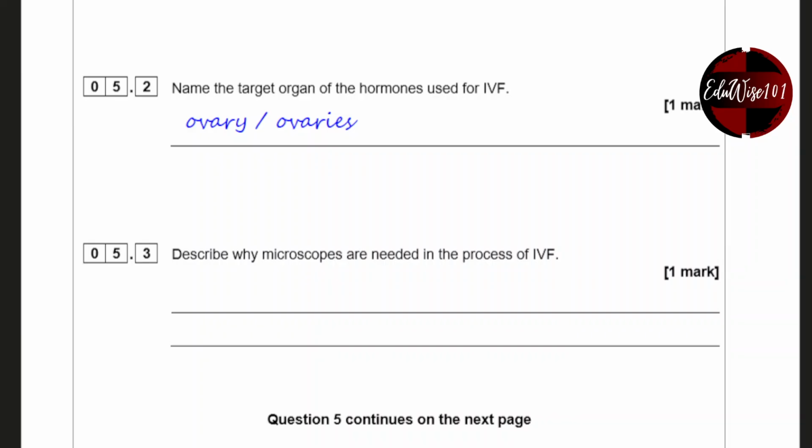Describe why microscopes are needed in the process of IVF. Well, the process of IVF involves extracting the eggs from the ovaries and then getting the sperm and then collecting the best egg and the best sperm and introducing them to each other to be fertilized. So you will need microscopes to be able to see the egg and the sperm.